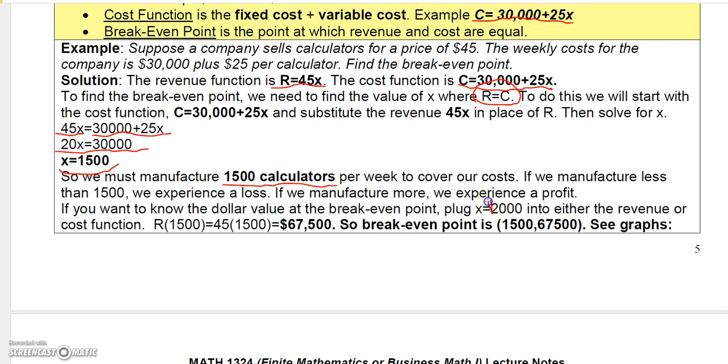If you want to know the dollar value at the break-even point, then plug in the x value. The x value is 1,500. So plug the 1,500 into either the revenue or cost function. It's easier to plug it into the revenue function up here. So I'll just have 45 times 1,500, and that will give me a total revenue of $67,500. And by the way, that would also be the value of cost. So if you plug 1,500 in up here for cost, you get the same thing.